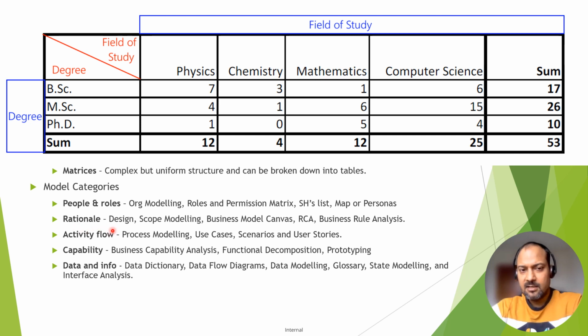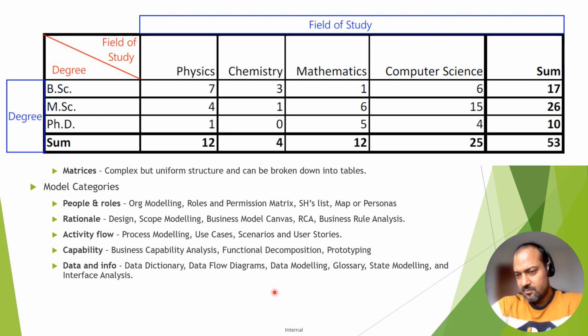Then we have rationale: design, scope modeling, business model canvas, root cause analysis, business rule analysis. These come under rationale, that is, why we are doing this. Activity flow: process modeling, use cases, scenarios, and user stories. Capability: business capability analysis, functional decomposition and prototyping. Data and info: data dictionary, data flow diagrams, data modeling, glossary, state modeling, and interface analysis.